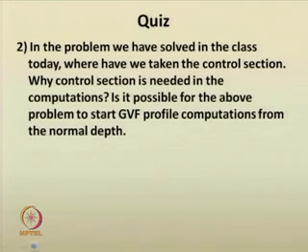The second question: in the problem we have solved in the class today, where have we taken the control section, and why do we require the control section in the computations? Is it possible for the above problem to start gradually varied flow profile computations from the normal depth? Can you compute the profile by starting from the normal depth? Is it possible? That is the question asked.